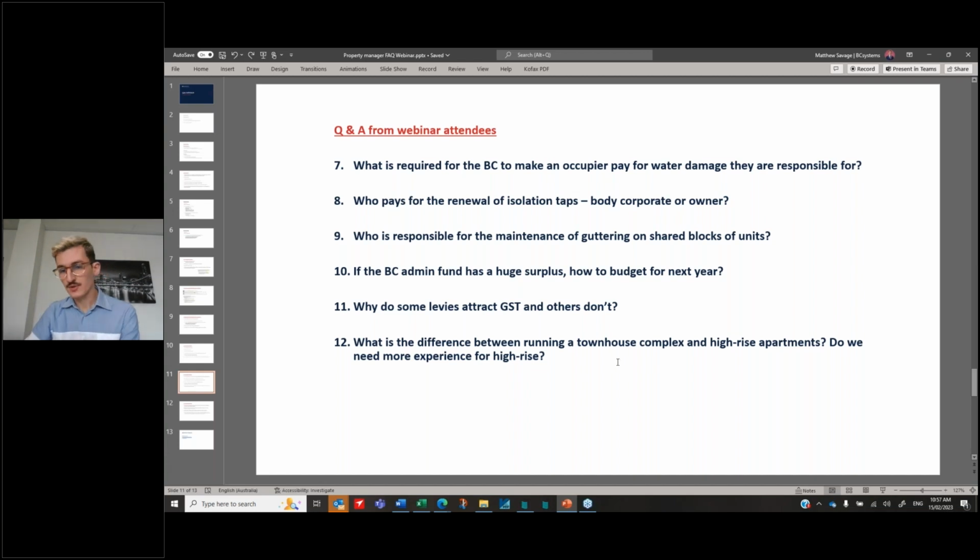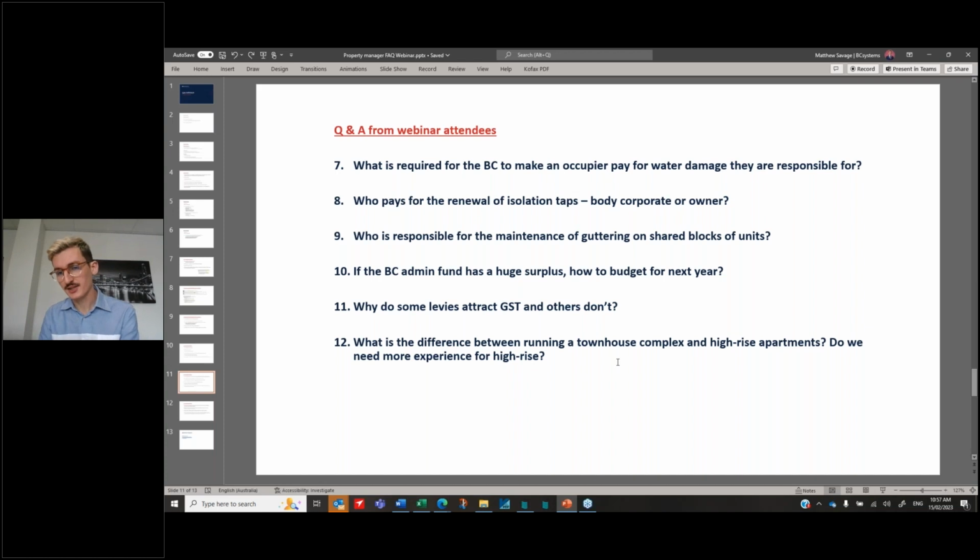In my career experience, I've managed both townhouses and high-rises. High-rises definitely require more experience in terms of the services to maintain them to a good standard, because there's just more stuff happening in those apartment buildings. You might have the same number of residents, so you might have 50 residents in townhouses versus 50 in apartments. So the tenant issues are the same.